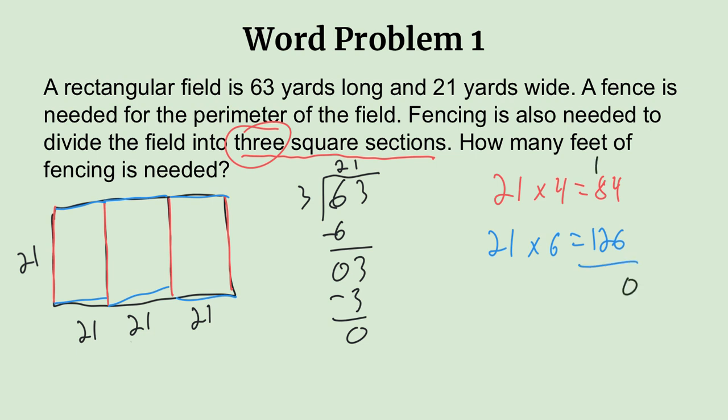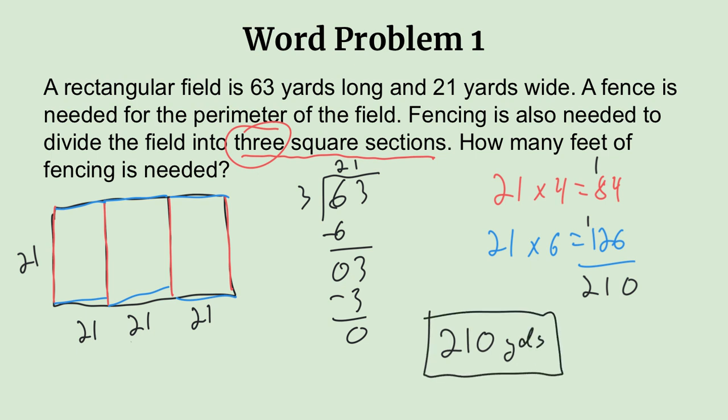So our final answer would be 210 yards. So that is the total amount of fencing we would need to split this field up into 3 equal sections of 21 yards by 21 yards.